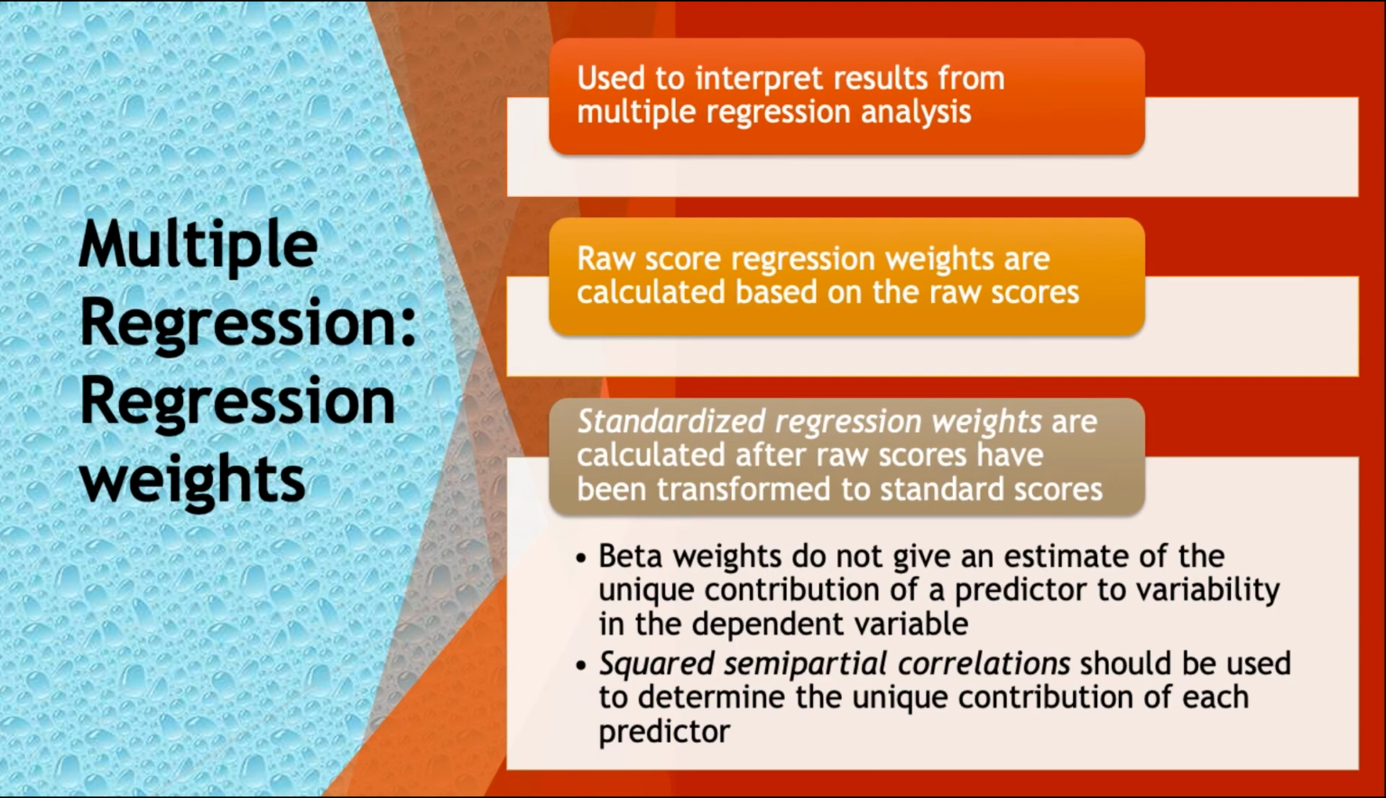An alternative to using beta weights to determine the unique contribution of each predictor is to use a squared semi-partial correlation instead. The result of the computer regression analysis will provide a semi-partial or part correlation for each predictor variable. If it does not automatically do so, you can request them in the software. Simply square the semi-partial correlation for each variable. The squared semi-partial correlation indicates the amount of variability in the dependent variable accounted for by each variable. Keep in mind that the squared semi-partial correlations may or may not sum to the R square.